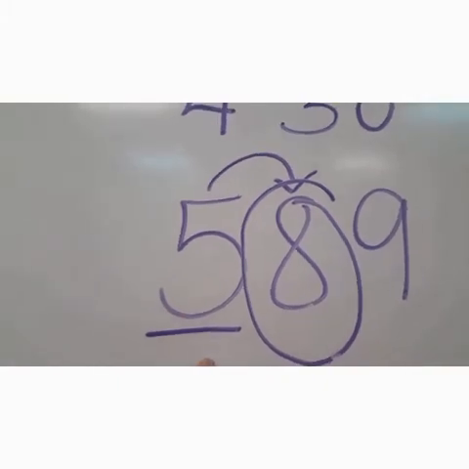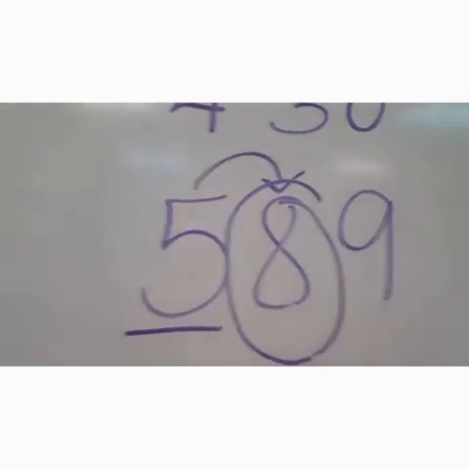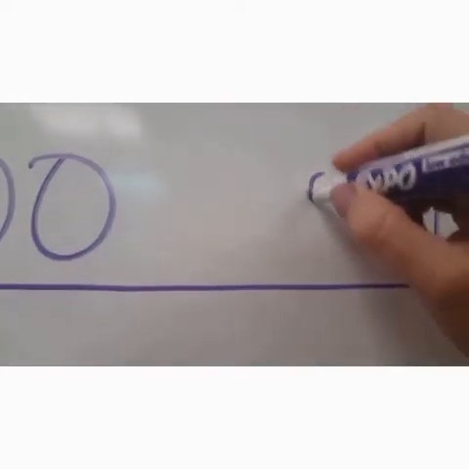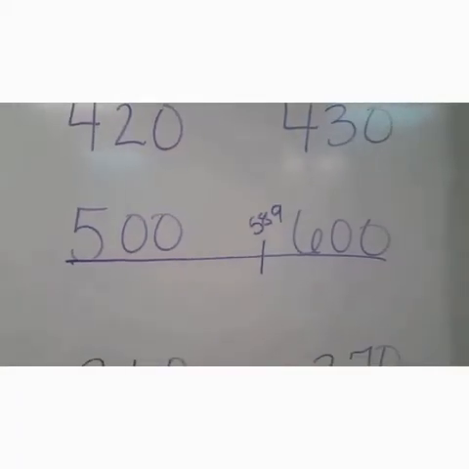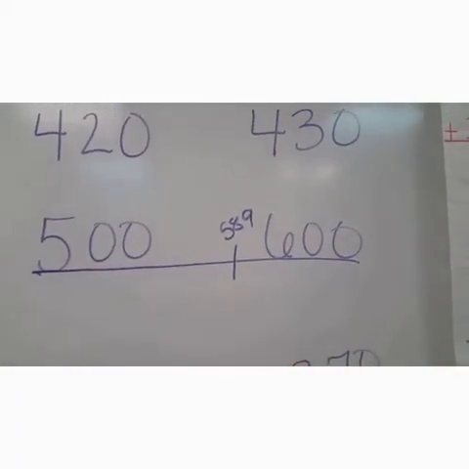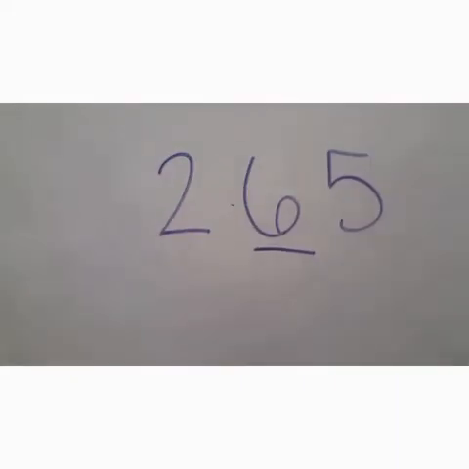So you're thinking about a number line. Is it closer to 500 or 600? So if we have a number line right here, 589 would be about right here on this number line. So as you can see, 589 is closer to 600 than 500.